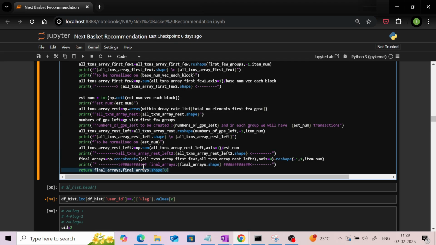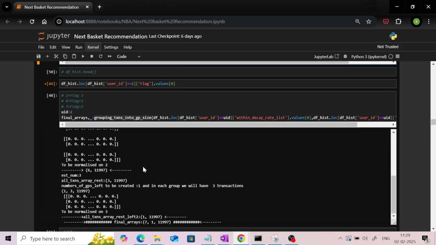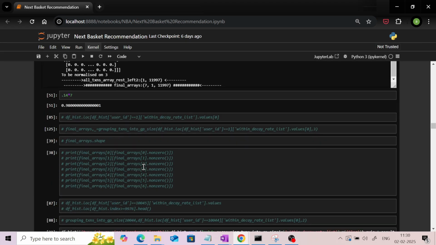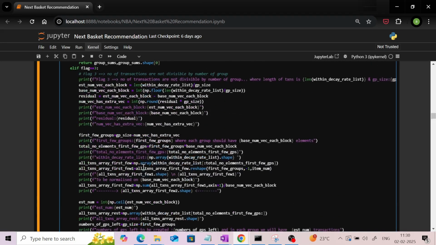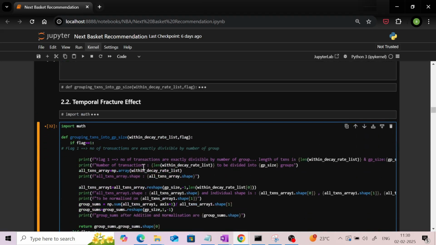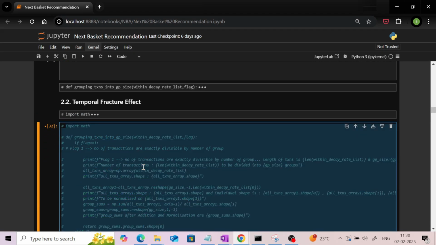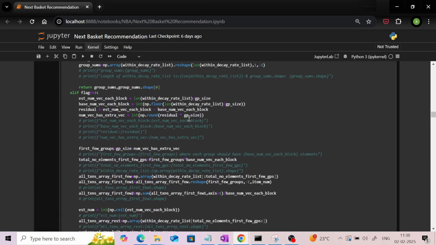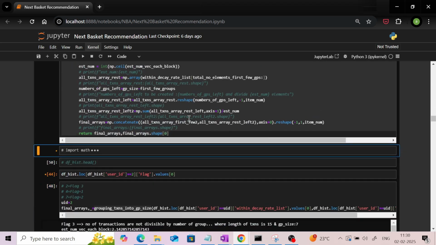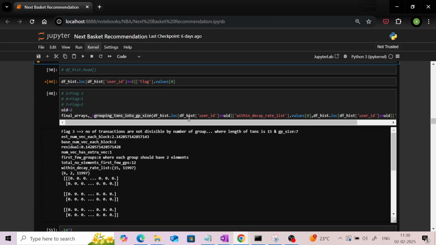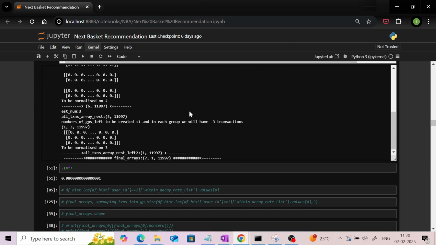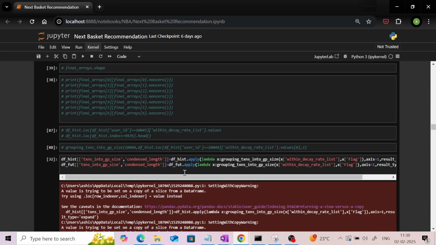So that is the number of groups that is being created. For that, we will be running this. I will just comment this one out. This has no print function, so it will be easy to run over all the transactions that we have. And so I will run this particular cell.